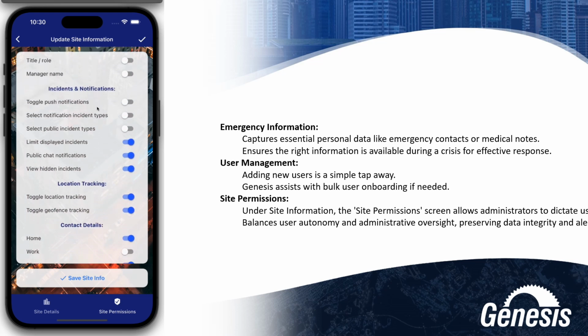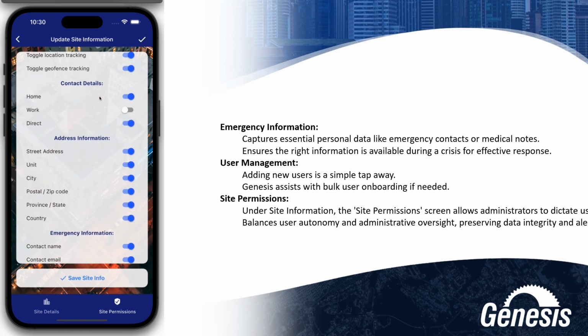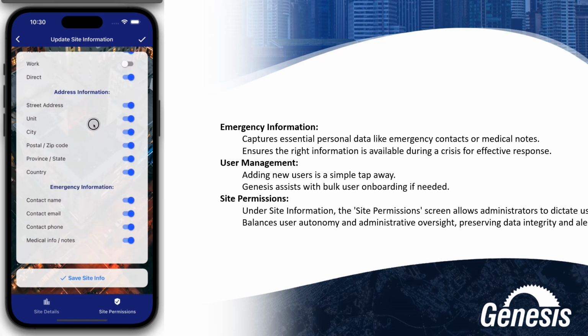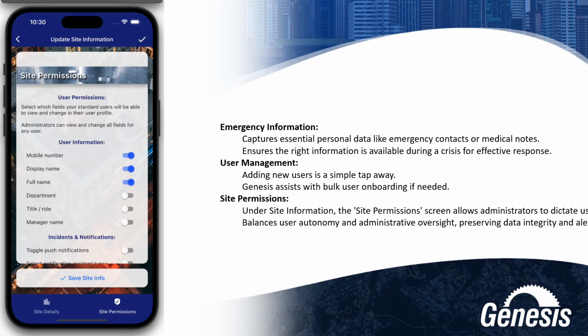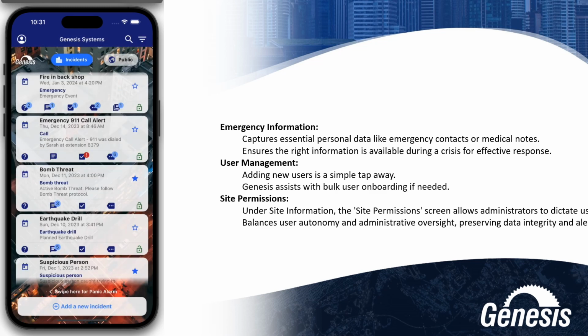Next, under Site Information, we will explore the Site Permissions screen. Here, administrators can dictate the fields that users are permitted to view and edit in their profiles. This control allows for a balance between user autonomy and administrative oversight, safeguarding the integrity of your user data and preserving desired alert paths.